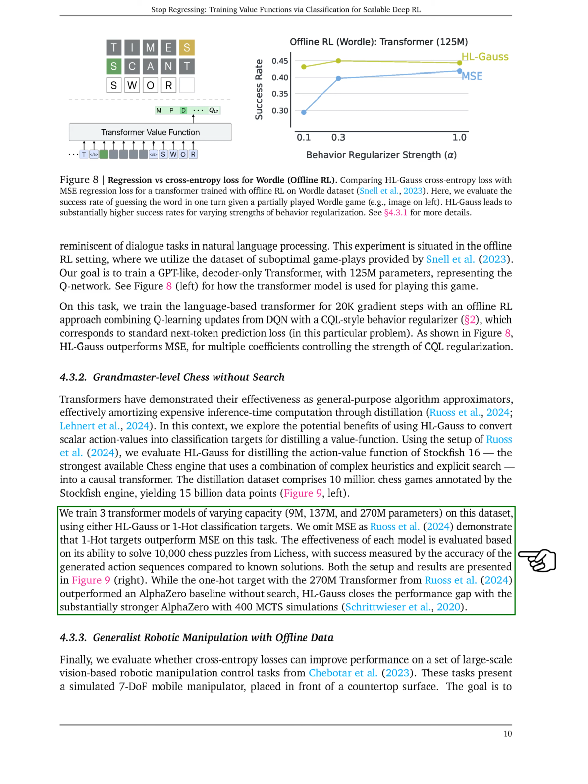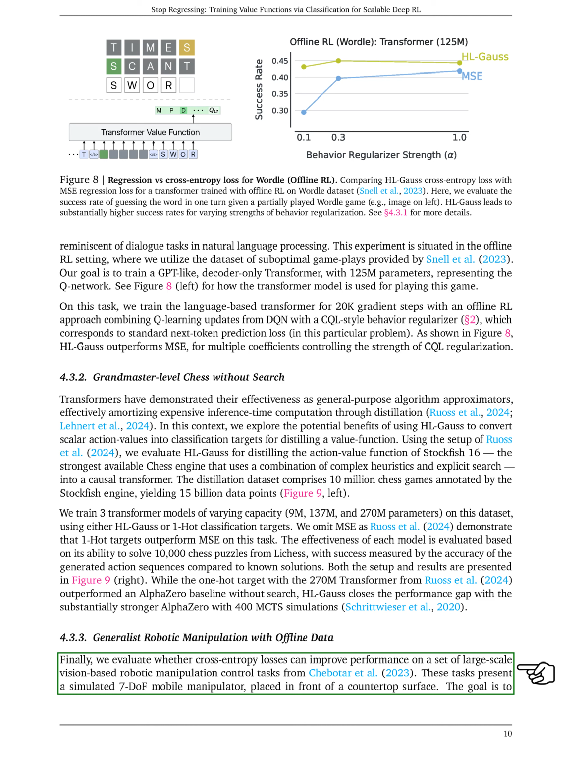Our findings reveal that while the one-hot target with the 270 million parameter transformer outperformed an AlphaZero baseline without search, HL-Gauss significantly narrowed the performance gap with the much stronger AlphaZero that utilized 400 Monte Carlo tree search (MCTS) simulations.